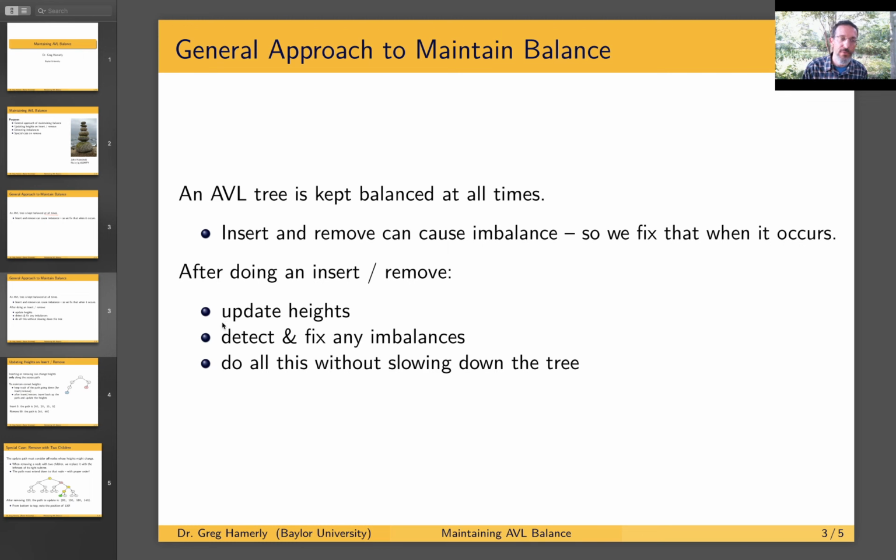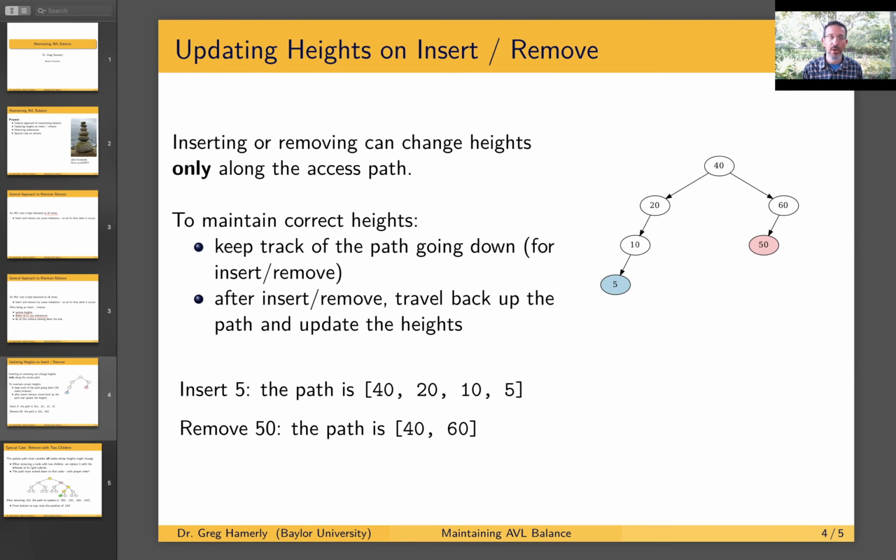So that means we have to look at the heights and update them along the path that is involved for that insert or removal. We have to detect and fix any imbalances, and we have to do all this without slowing down the tree. In other words, we want our insert, remove, and search to remain log n performance, so we don't want these fixes for rebalancing the tree to slow that down at all.